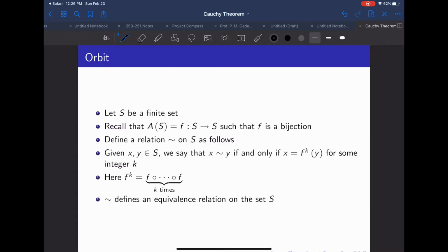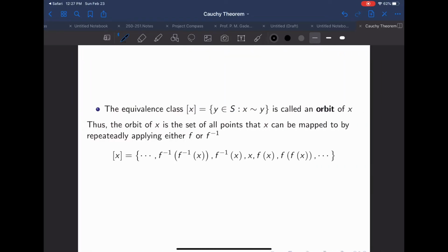it is a fact that this actually defines a relation on the set S. It defines an equivalence relation on the set S. And the orbit of an element x is the equivalence class of x. Okay, so the orbit of an element x will be essentially the set of all elements of the type f^k of x where k is an integer.